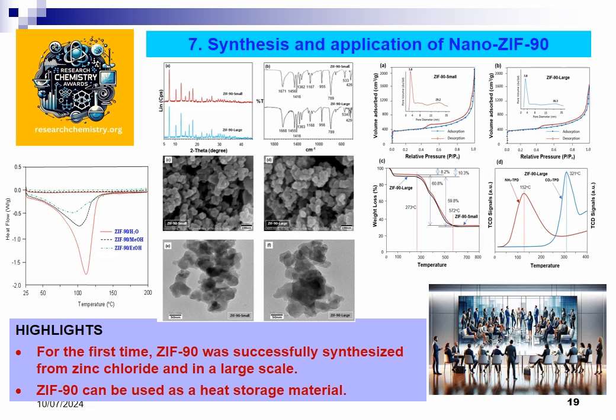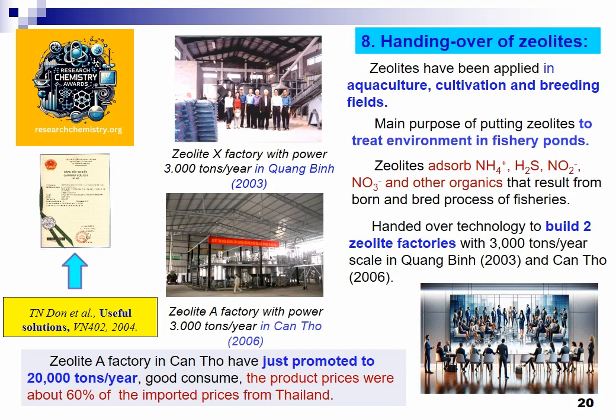7. Synthesis and applications of nano ZIF-90. Highlights: for the first time, ZIF-90 was successfully synthesized from zinc chloride on a large scale. ZIF-90 can be used as a heat storage material.